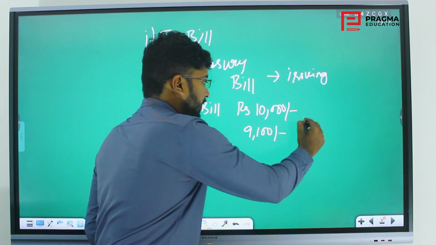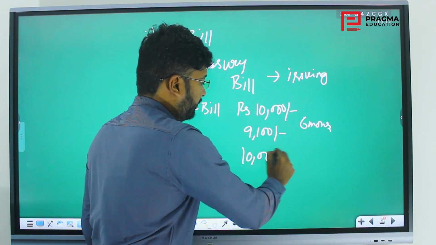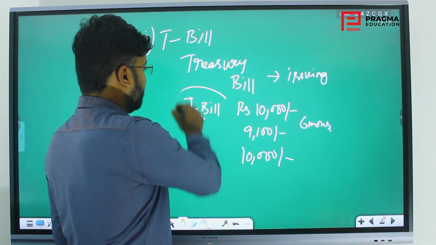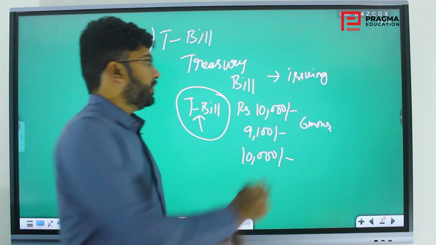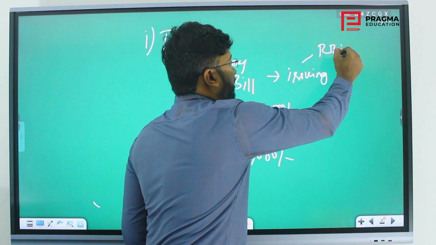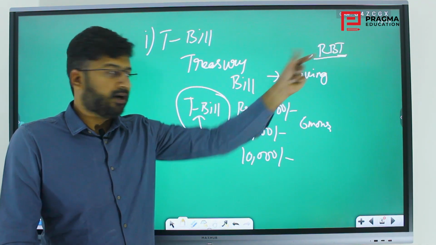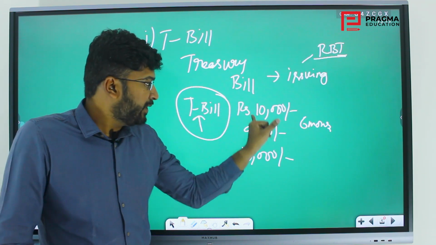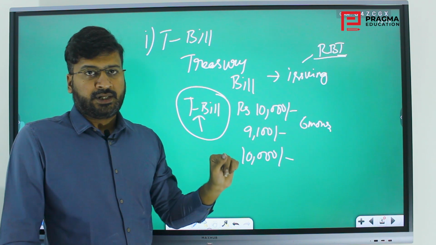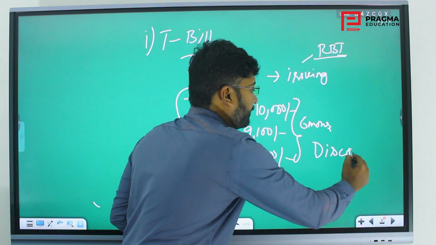Then it will be written that in 6 months the government will pay me 10,000 if I give back this T-bill to the issuing authority. That is RBI. Who issues T-bills or GSEC on behalf of government? That is Reserve Bank of India. So after 6 months, if I go and give this T-bill to the RBI, it will give me 10,000. This concept is called discounted bill.